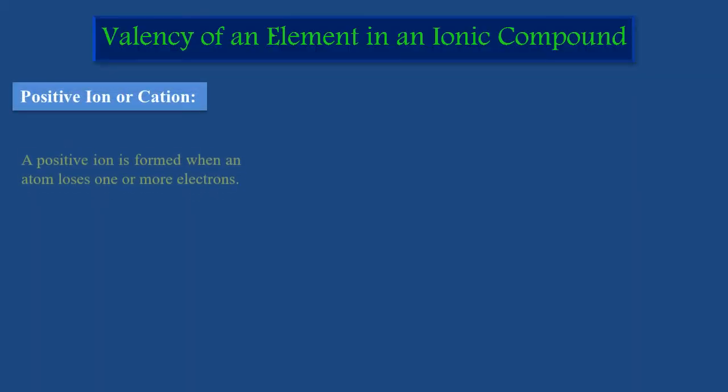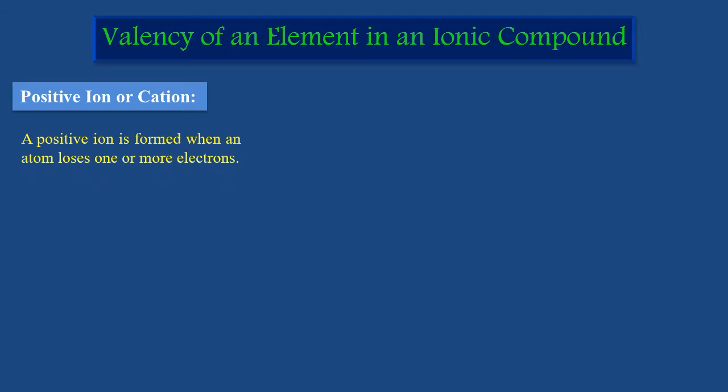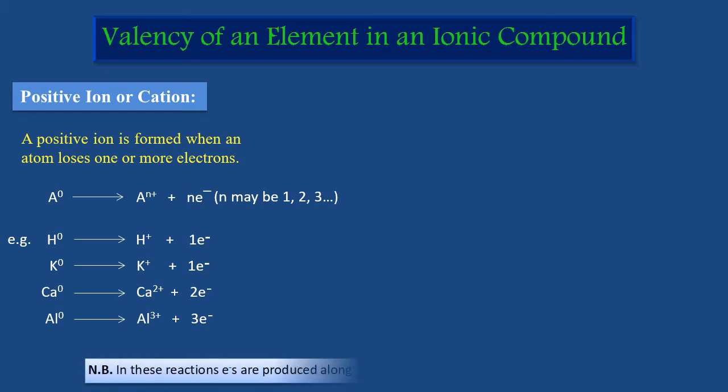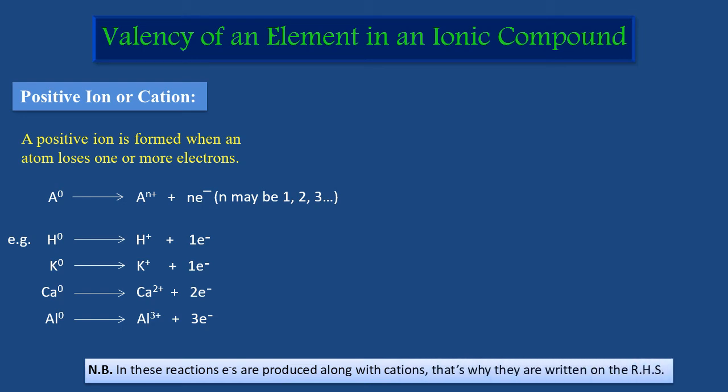So, a positive ion or cation is formed when an atom loses one or more electrons. This is shown by a general equation in which an atom A acquires a positive charge by losing n electrons. For example, hydrogen atom loses one electron to form unipositive ion. Potassium atom loses one electron to form unipositive ion. Similarly, calcium atom loses 2 electrons to form dipositive ion, and aluminium atom loses 3 electrons to form tripositive ion. So the valency of hydrogen is +1, potassium is +1, calcium is +2, and aluminium is +3. Note that in these reactions, electrons are produced along with cations. That's why they are written on the right hand side.